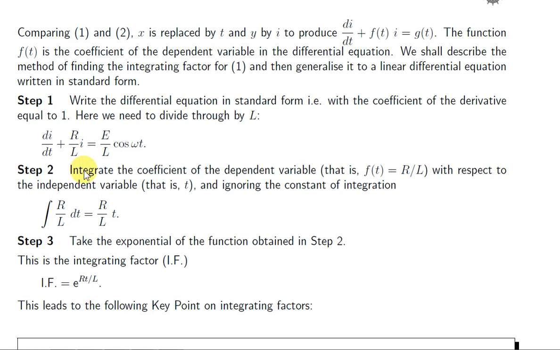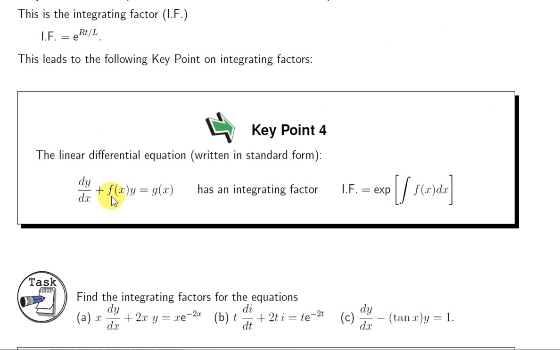Here we will go through the method for getting the integrating factor for this differential equation. We integrate the coefficient of the dependent variable here. So the dependent variable is I, so we integrate R over L with respect to the independent variable, which is t. And since R over L is just a constant, we get R over L times t. Next, we raise e to the power of this, e to the power of Rt over L. That's our integrating factor.